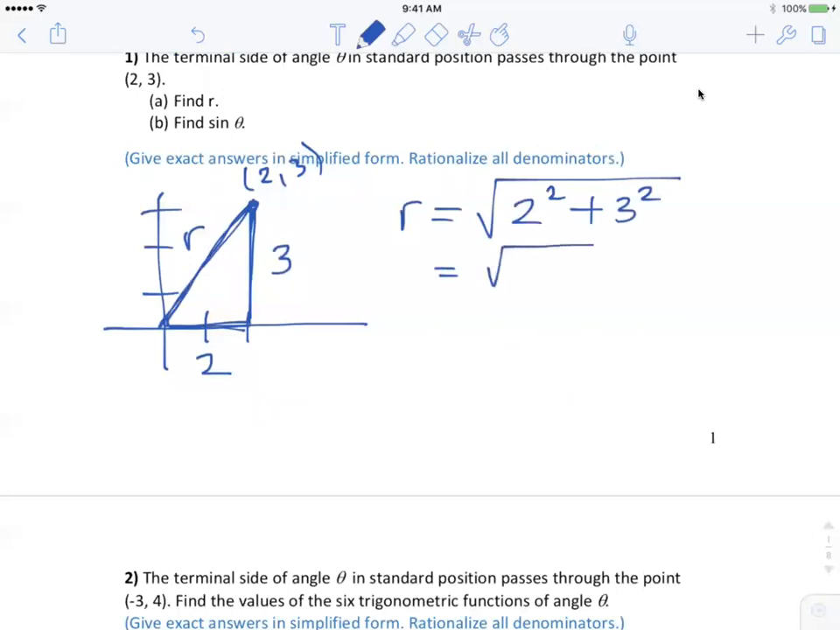That is equal to the square root of 4 plus 9, and 4 plus 9 is 13. The square root of 13 is the value for r.